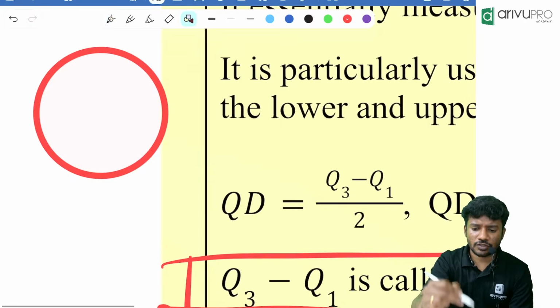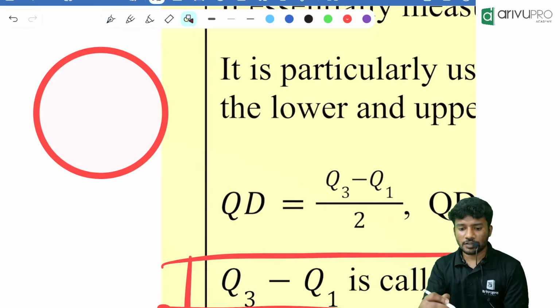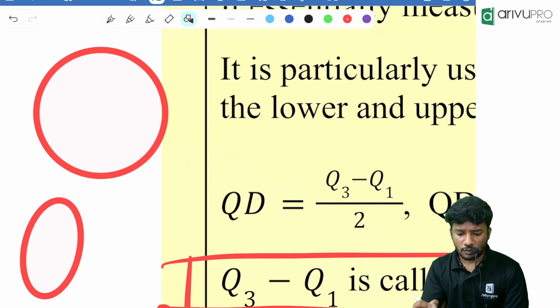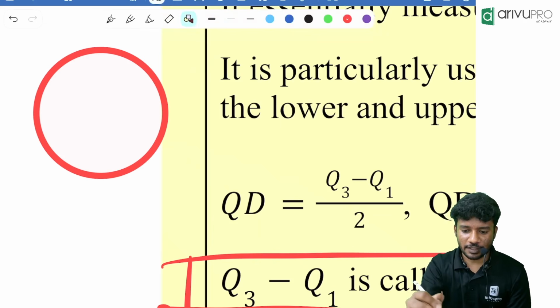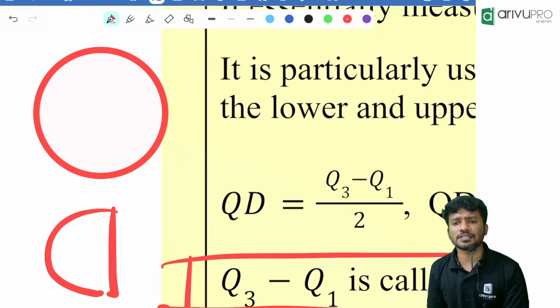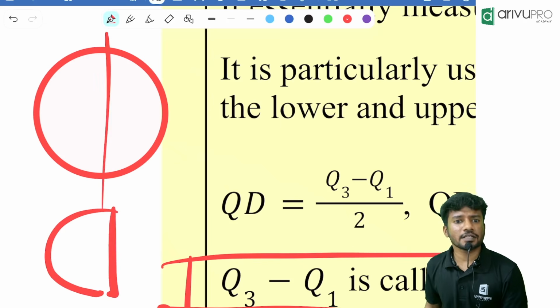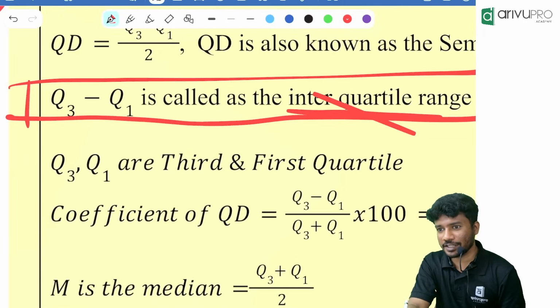Everyone, what is this? It is a circle. So people, if you ask me this is a circle, that is not the thing I'm going to draw. I'm going to draw something like this. What is this? If I cut the circle into two parts, semicircle. Now people, Q3 minus Q1 is called the interquartile range.